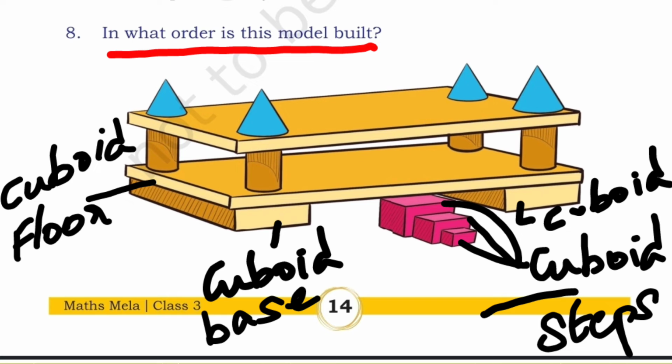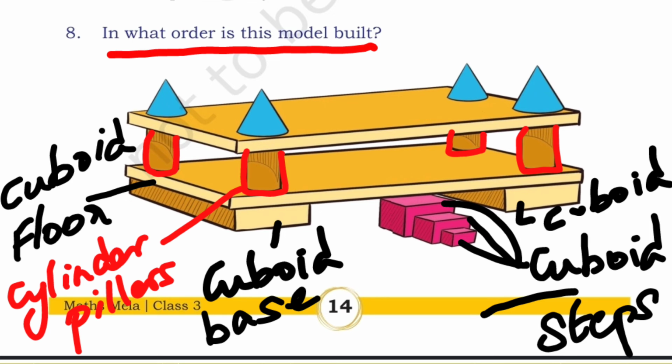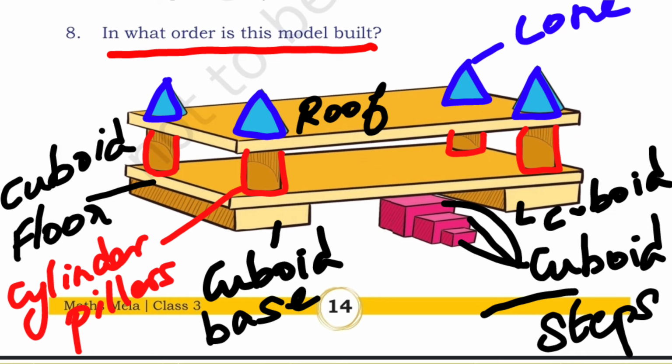And we have 4 cylinder-shaped pillars. On the top of the pillars we have another long cuboid as a roof. On the top of the roof we have 4 cones as a design. So starting with the staircase, we have cuboids, again a cuboid, cylinder, cuboid again and a cone.